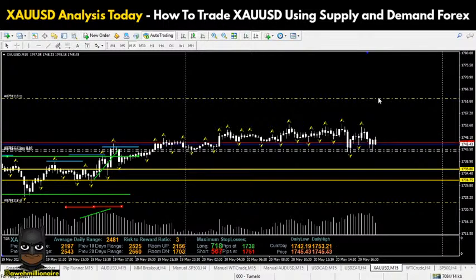Okay, and that's how you trade gold using supply and demand forex. Nice and easy. Another day, another dollar. Trade like a smart trader and follow the smart money.